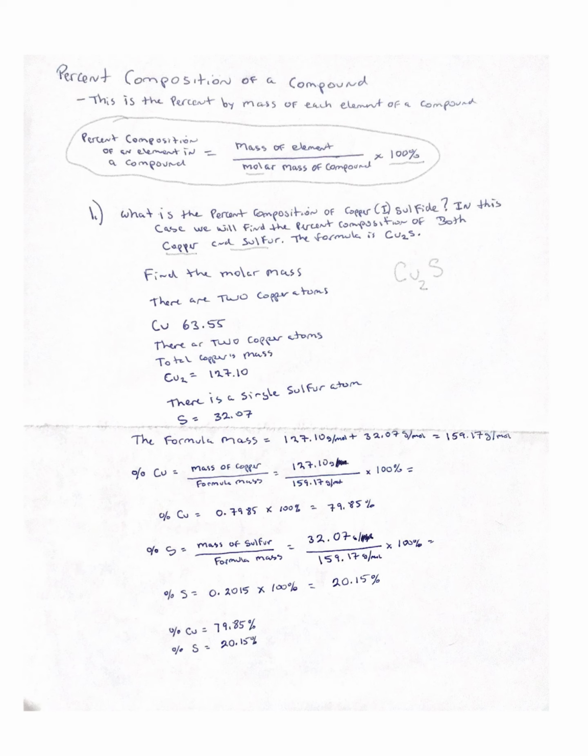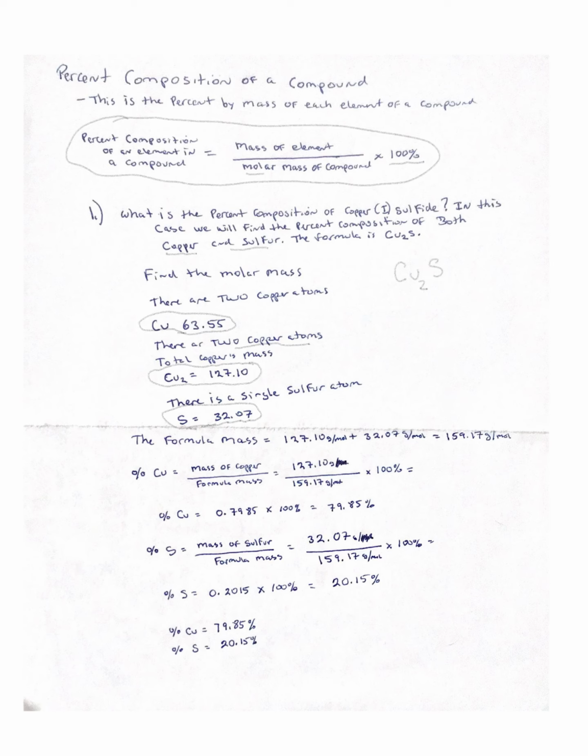So first, we will look at copper. The atomic mass of copper is 63.55. That's going to be grams per mole. There's two copper atoms, so we're going to add those together. So we get a total of 127.10. Next, we'll determine the mass of the sulfur in the molecule. So there's a single sulfur atom, and its atomic mass is 32.07.